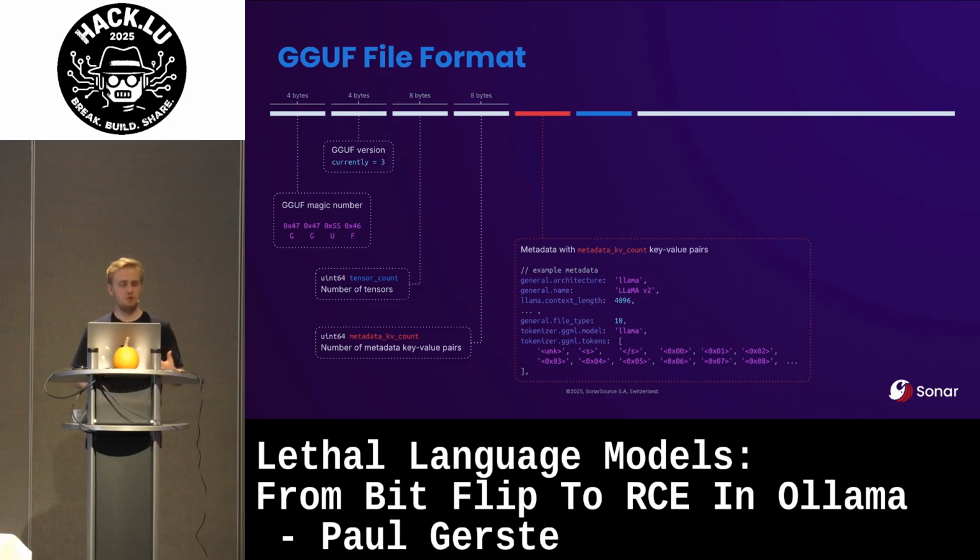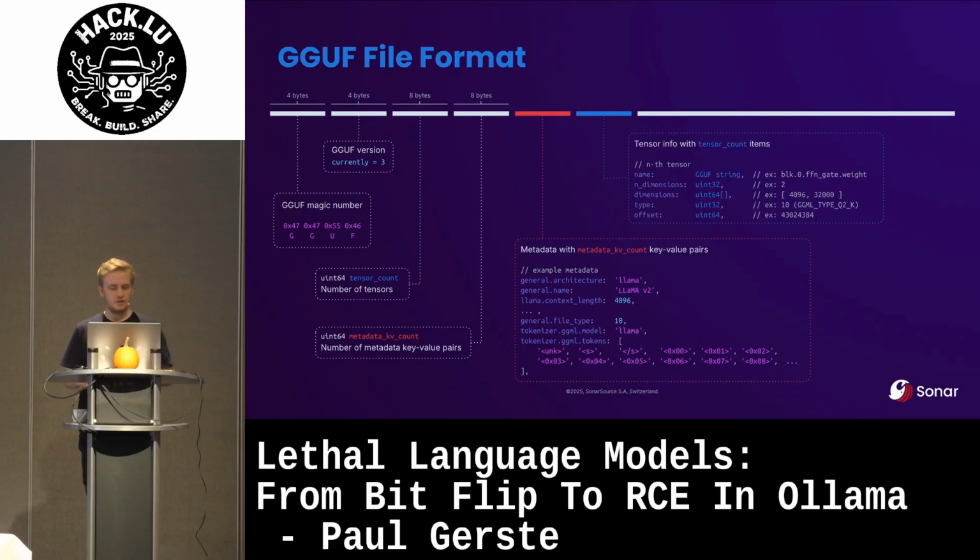Here you have just stuff about the model, what architecture, what the name of the model is, and much more. Keys are always strings, and values can be strings, numbers of different sizes, booleans, and also arrays of those. If you have an array, it's an array of the same type. You cannot have an array with first a string and then a number. It's all the same. And you cannot have arrays of arrays.